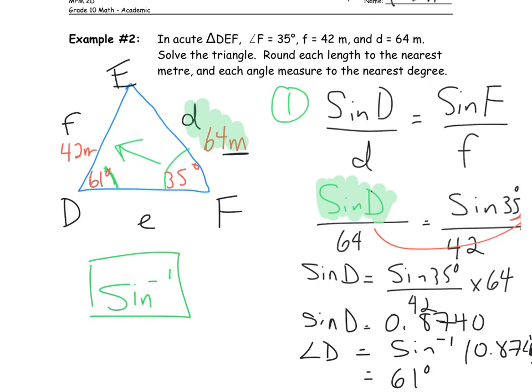What I want you to do is to pause the video, and I want you to attempt to solve for all of the other missing pieces. And so what are we missing at this point? It looks like we're missing angle E, and we're missing side little e.